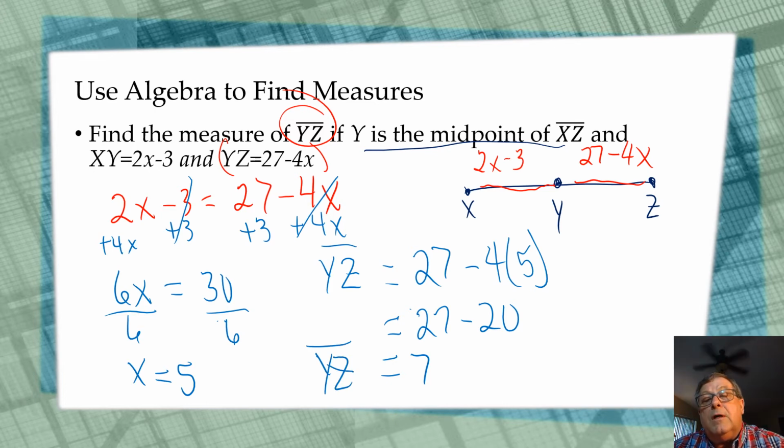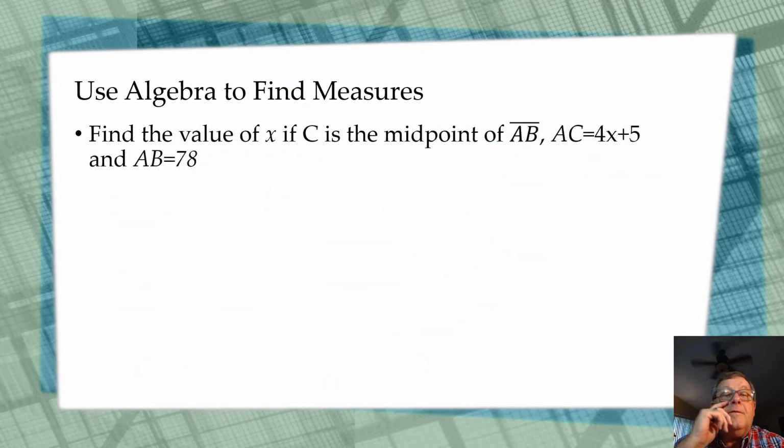Now, if I wanted to double check myself, if I substitute in 5 for X into what XY was, 2X minus 3, that should also equal 7. Well, 2 times 5 is 10, minus 3 is 7. 7 and 7. Okay, everything looks cool. I need just a little bit more practice.